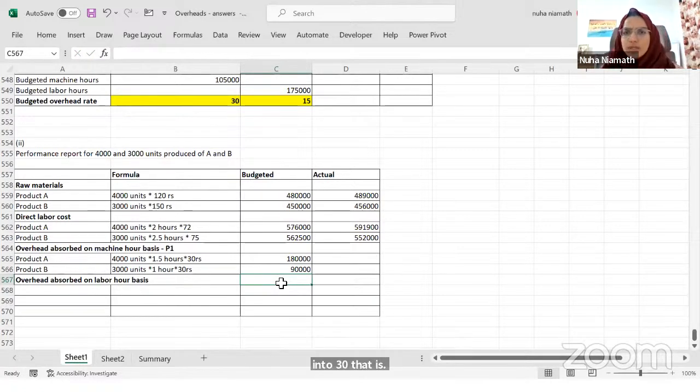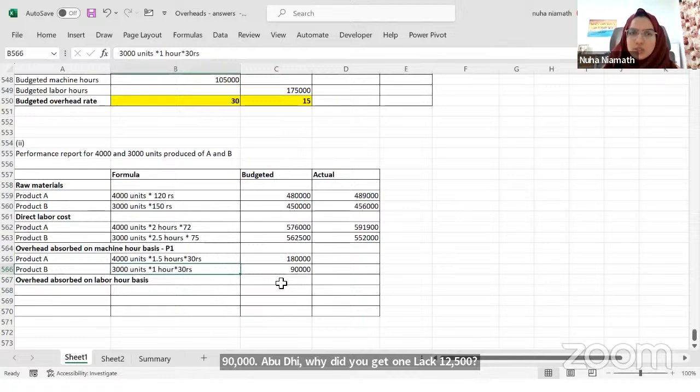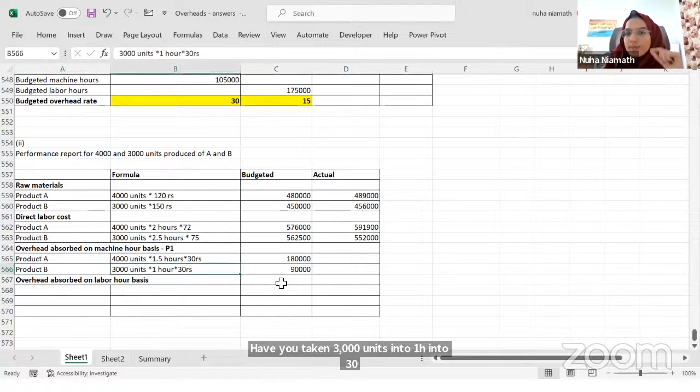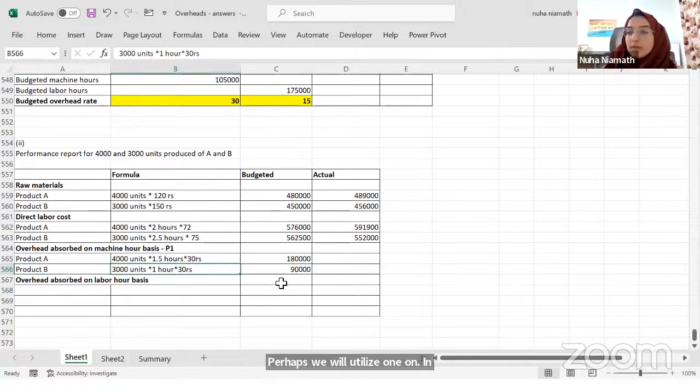Abu Tahir, why did you get 1,12,500? Have you taken 3,000 units into 1 hour into 30 rupees? Product B will utilize 1 hour in department P1. Have you identified the error? Right, okay. I hope it's clear now.